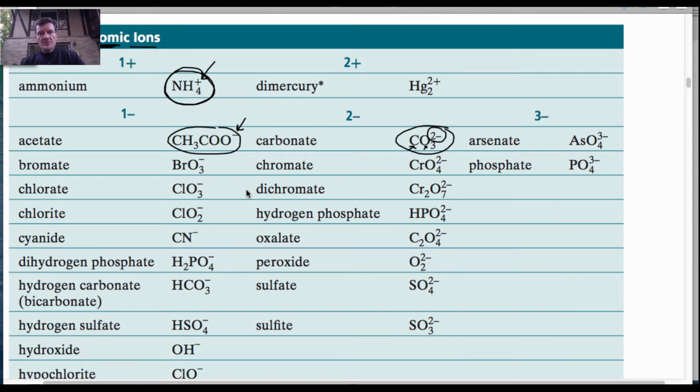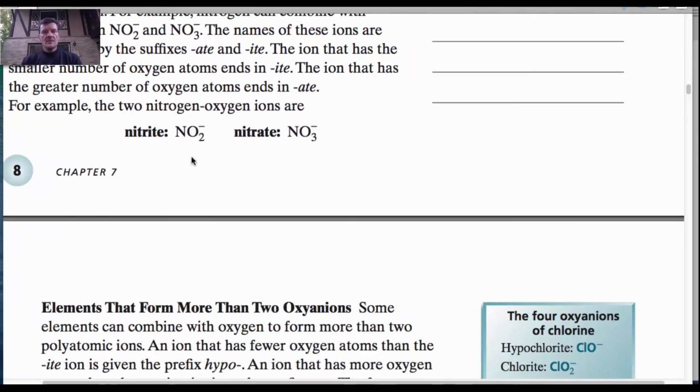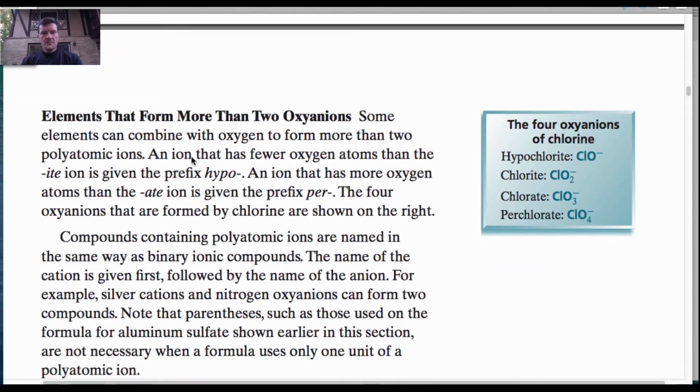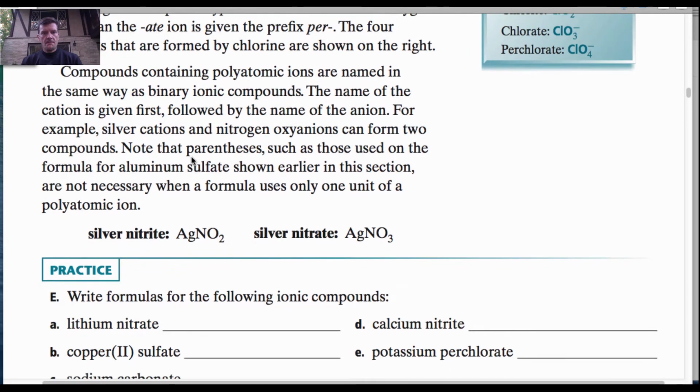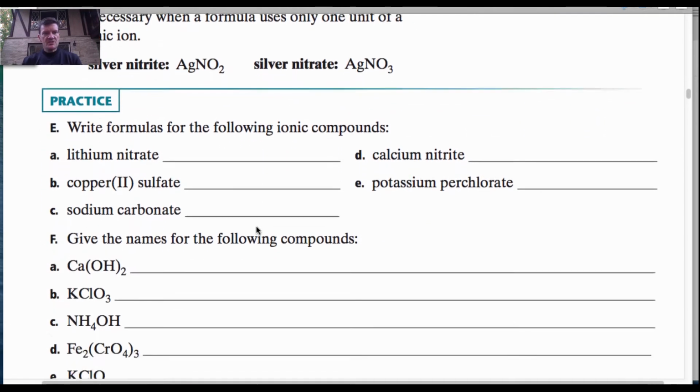And these can also combine with metals to give you ionic compounds. Okay? You just treat it like you would with a monatomic ion. Just look at the charge, and that's going to tell you how many of this group needs to combine with a metal to give you a neutral compound. Okay? So let's look at some of these. Let me just show you. Let's just do some of these right here.